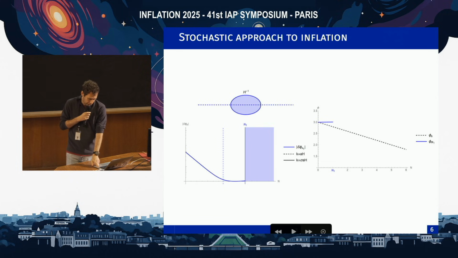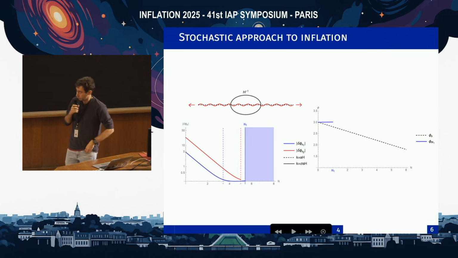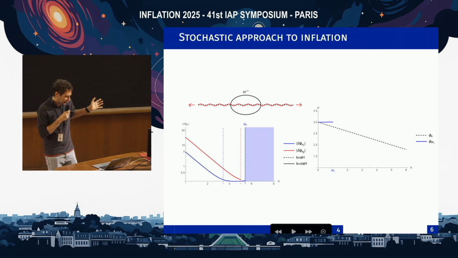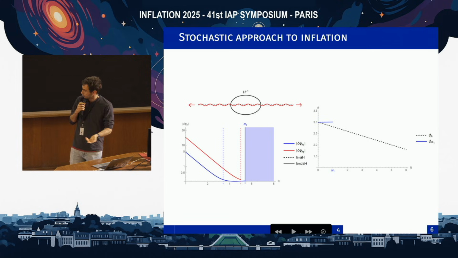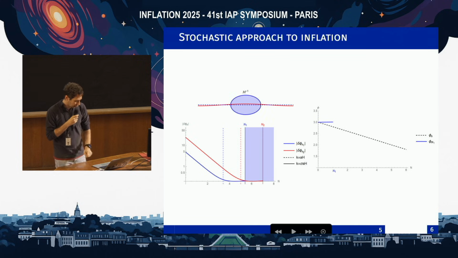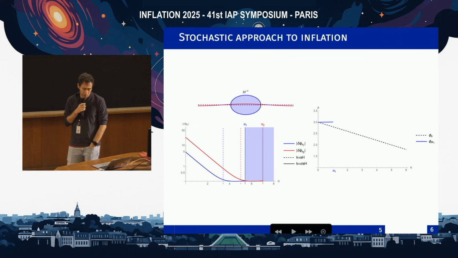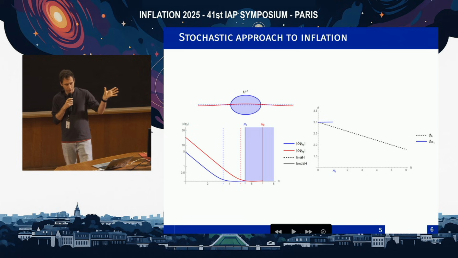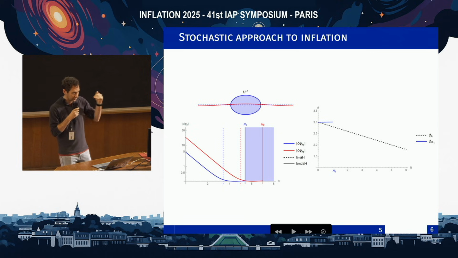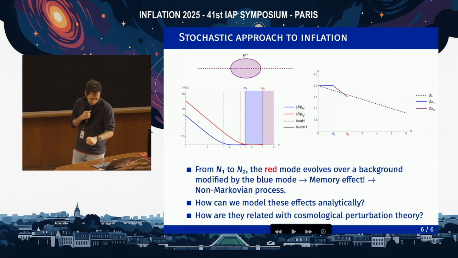Now, we can do the same with a second fluctuation, okay? It will start evolving as sub-horizon scales in the fiducial background, in the white one, let's say. But then, when it exceeds the horizon, there will be some period of time in which this red fluctuation will evolve over the blue background, which is the background that is defined by the previous fluctuation. So this is basically the non-Markovian nature of stochastic inflation.